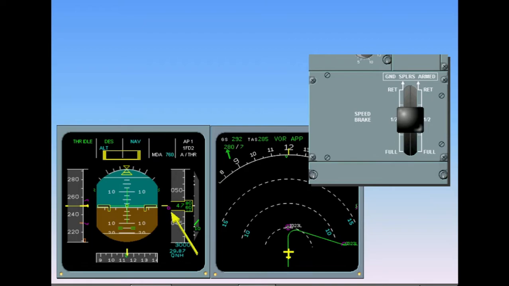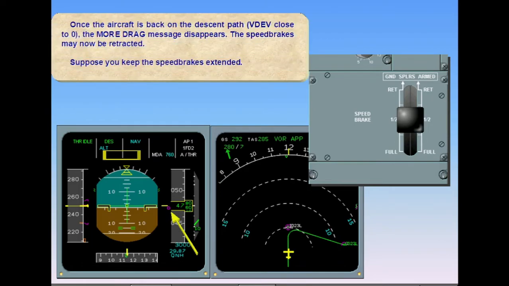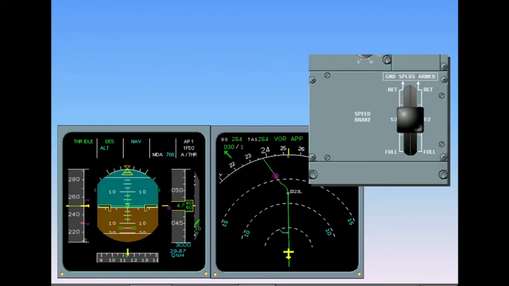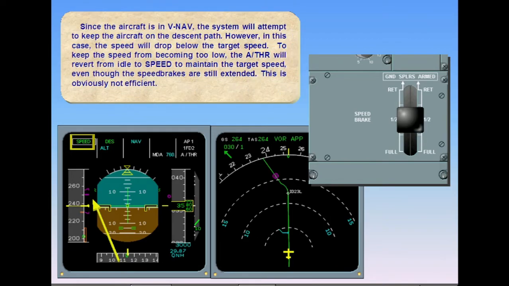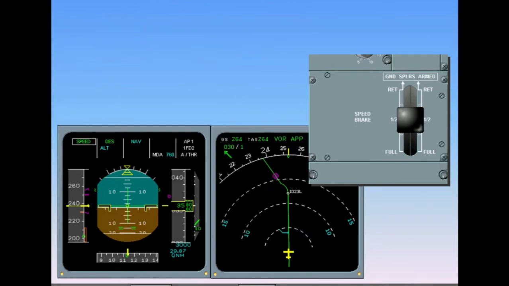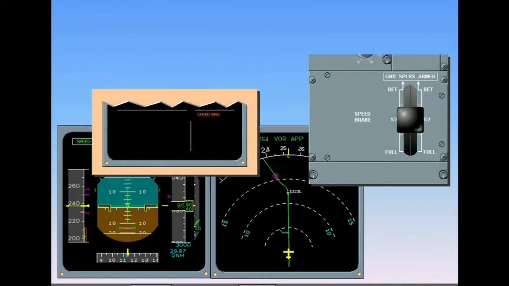Suppose you keep the speed brakes extended. Since the aircraft is in VNAV, the system will attempt to keep the aircraft on the descent path. However, in this case, the speed will drop below the target speed. To keep the speed from becoming too low, the autothrottle will revert from idle to speed to maintain the target speed, even though the speed brakes are still extended. This is obviously not efficient. Should this scenario happen, speed brakes extended, thrust above idle, the speed brake memo turns amber and flashes on the engine warning display. Retract the speed brakes.